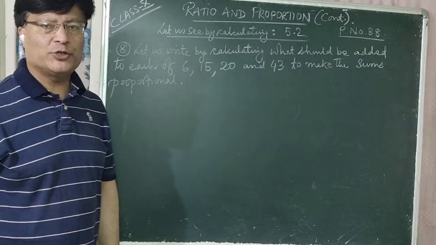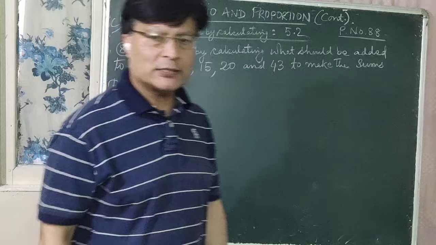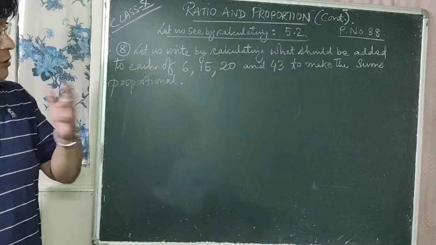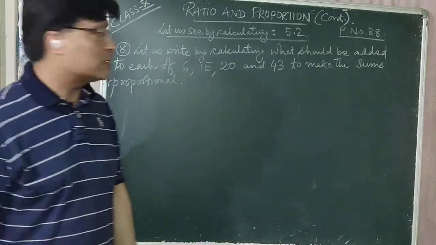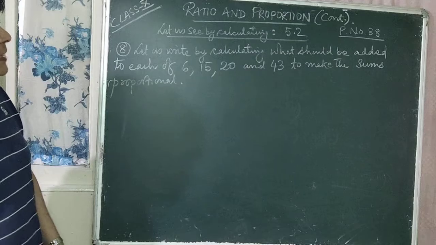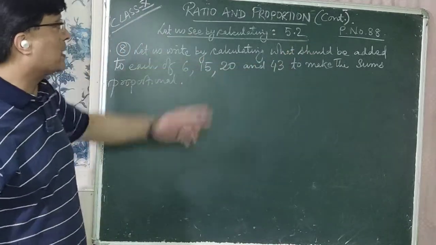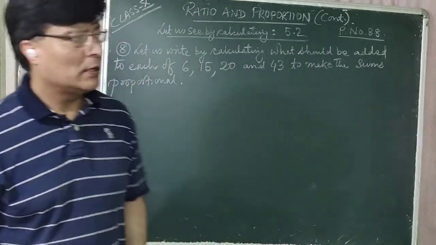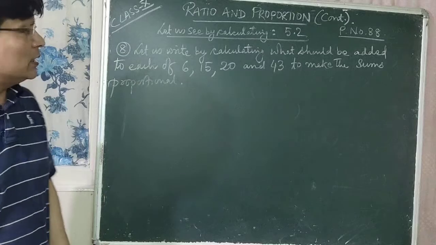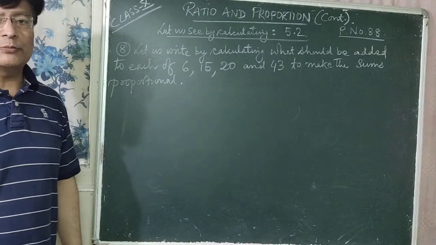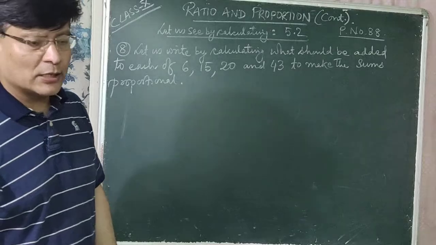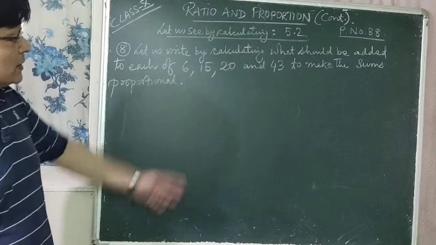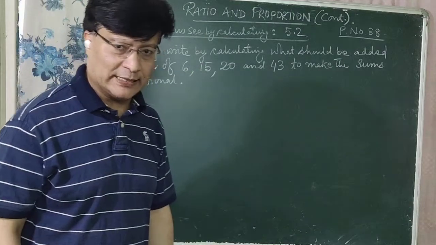The topic is ratio and proportion. In the last online class also we were doing the same topic, ratio and proportion. So this is your continuation class. Now let's do page number 88, exercise 5.2. The book is Ganit Prakash for class 10, from West Bengal Board of Secondary Education. Let's do question number 8. In the last online class we did question number 7 of exercise 5.2, on the same page number 88, right?